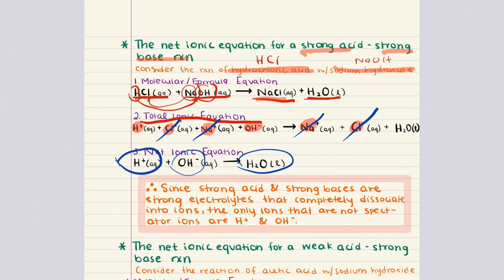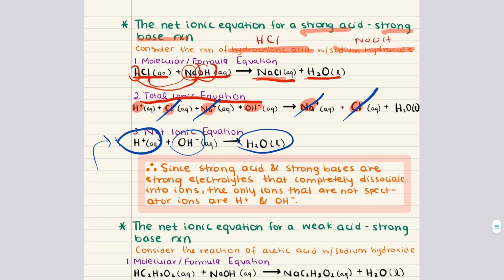And so the conclusion is, since strong acids and strong bases are strong electrolytes that completely dissociate into ions, the only ions that are not spectator ions are the H plus and OH minus to yield water. All right, so whenever you have a strong acid, strong base reaction, your net ionic equation is going to look something like this. Now let's do another example.